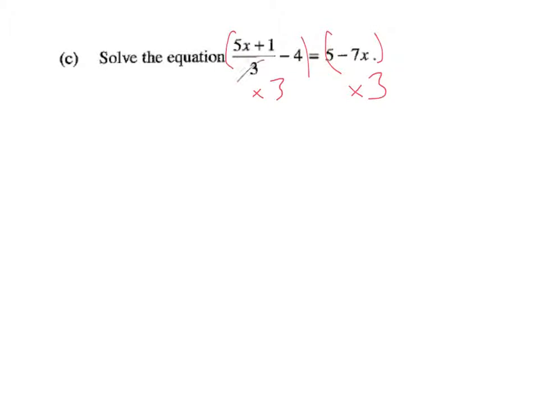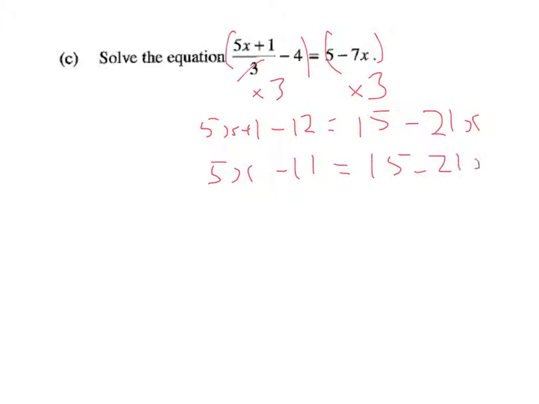The first term, that 3 gets cancelled out, so I have 5x plus 1 freed up. But then I multiply the minus 4 by 3 and I get minus 12. Okay, that's the left hand side done. If I expand the right hand side, I get 15 minus 21x. Okay, this is a bit easier. Before I do anything more, I'm going to tidy things up a bit. Plus 1 minus 12 are like terms, so I can write them as negative 11. 15 minus 21x stays the same.